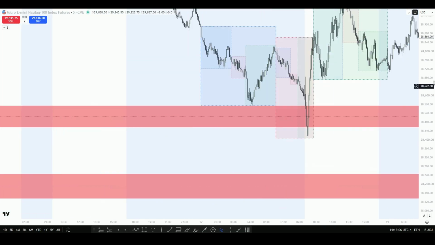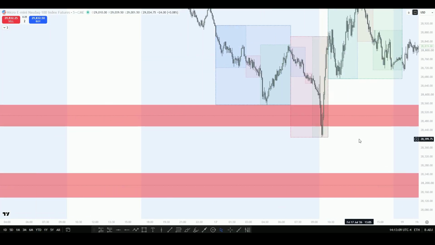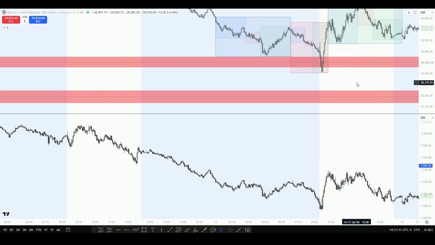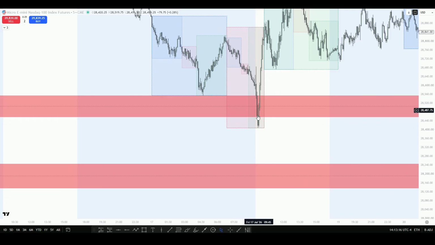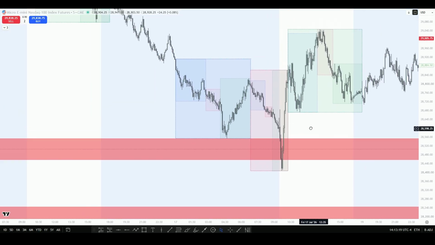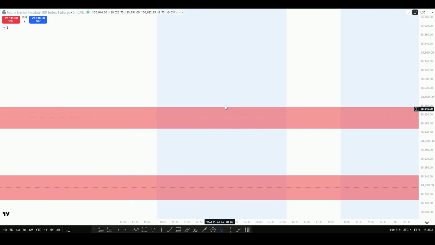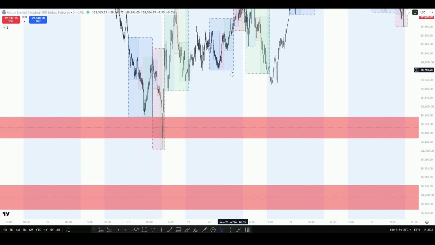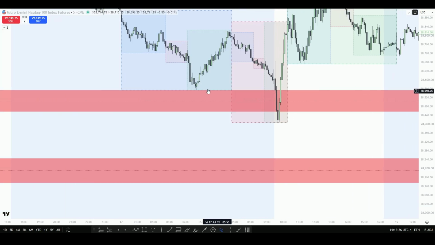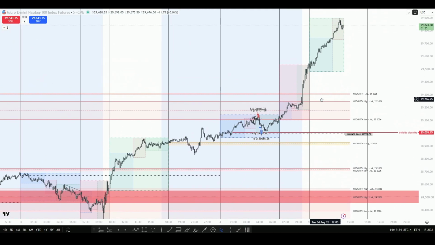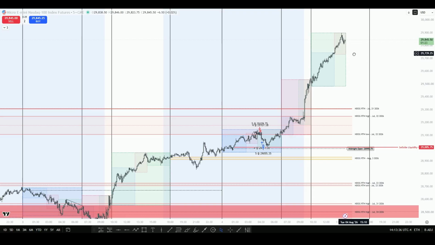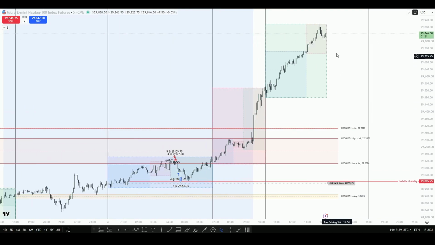Okay, so you see how many of them, look, here is another one. Even though you don't have the SMT, you see how manipulation goes down to this one and then shoots up. So many of them will form this exact same way in here. So let's go back to today's price action. We keep printing higher, higher, and higher. And once again, during manipulation, we have a retracement here.